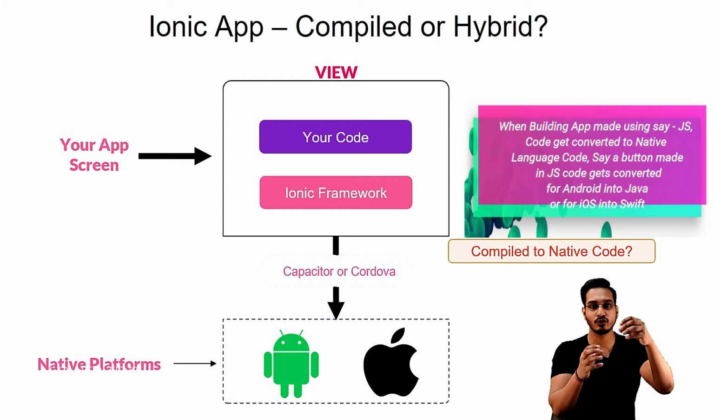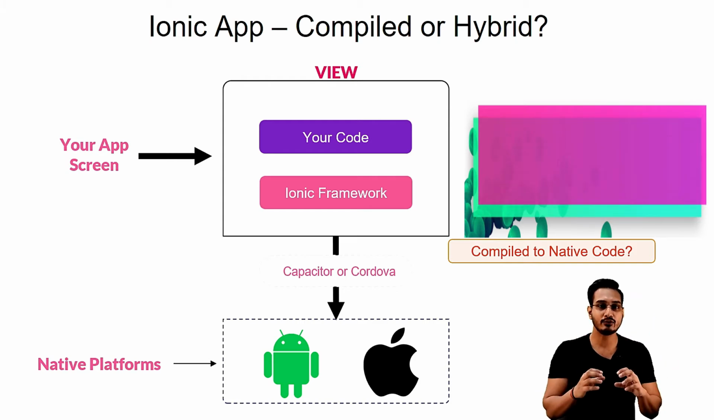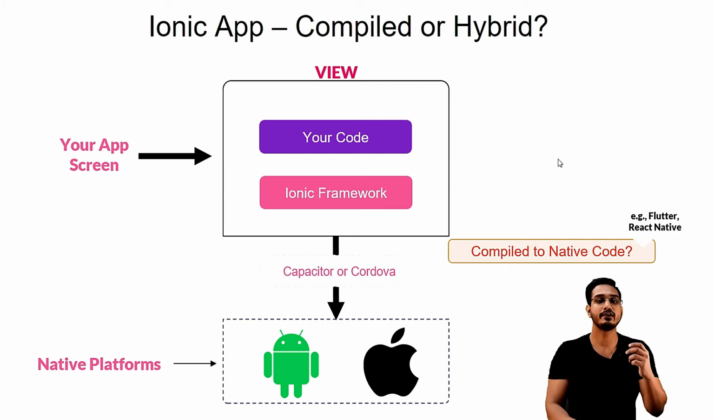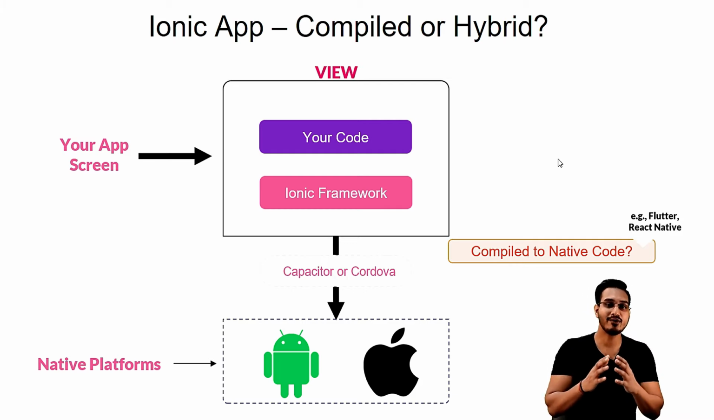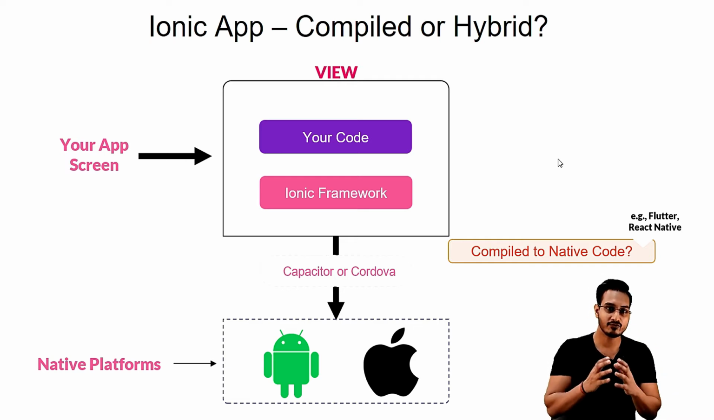It is compiling your code, whether you're writing in JavaScript or anything, to the native code. So that actually is native code itself. Alright, and this kind of compiled application can be made using platforms such as Flutter or React Native. They compile the code that is written into native code. So let's look at the next method and see what the difference is.